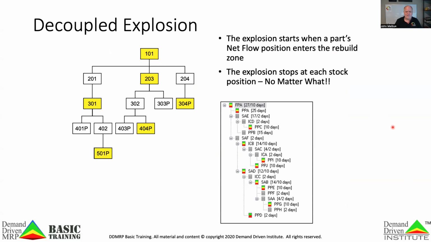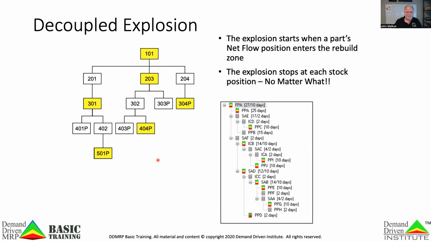Another innovation of DDMRP is the decoupled explosion. The difference here, if we look at the yellow items, those are buffered items on the left-hand side. And we have decoupled lead times in between many of those buffers.